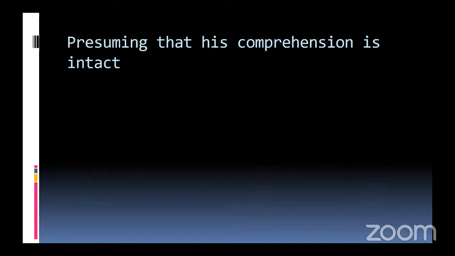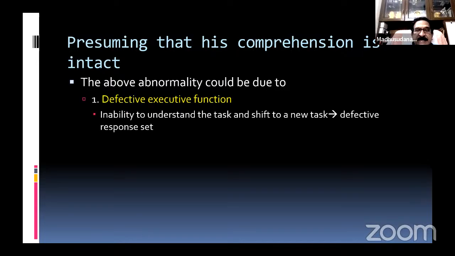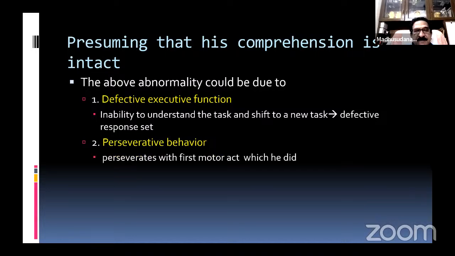So what do you think? Executive dysfunction and perseveration, sir. Very perfect. Let's go to executive dysfunction because he is not able to understand the task at all. Whatever the doctor has told him, he could not understand the task at hand. Second, he may be perseverating with the same task, tapping again and again. So that's perfectly right. Presuming his comprehension is intact, the abnormality could be due to defective executive function, inability to understand the task or shift to a new task, that is defective response task set, and perseveratory behavior.